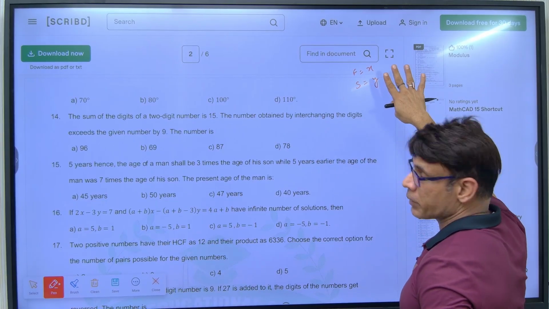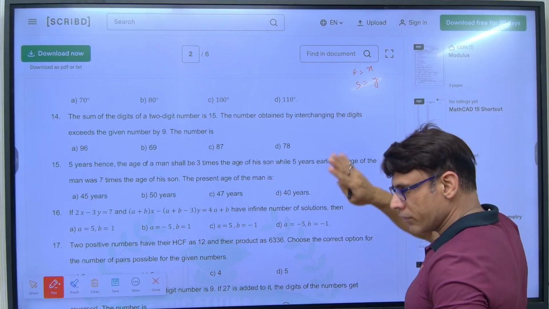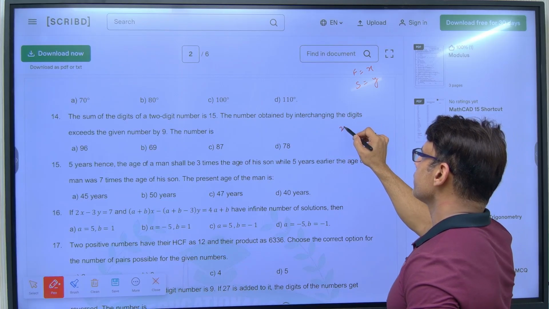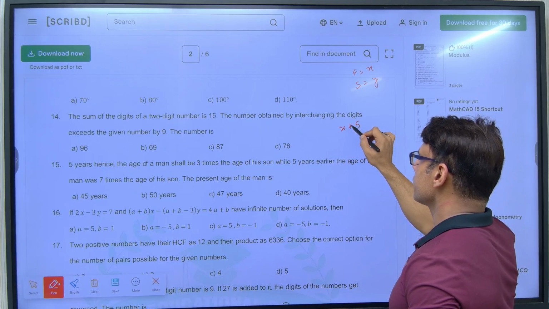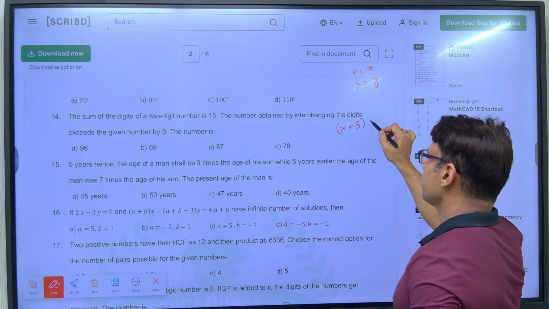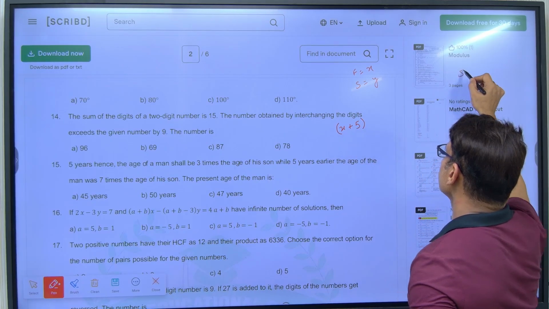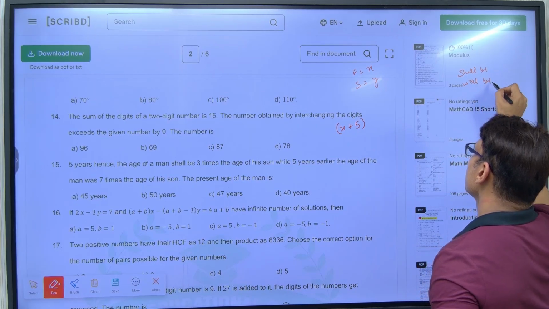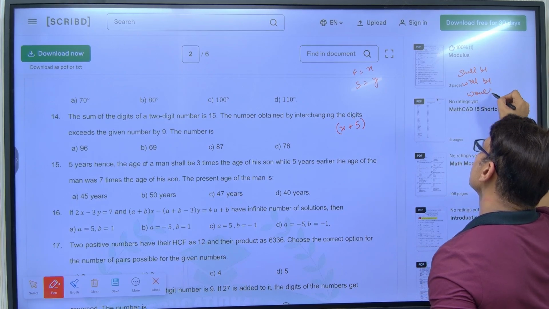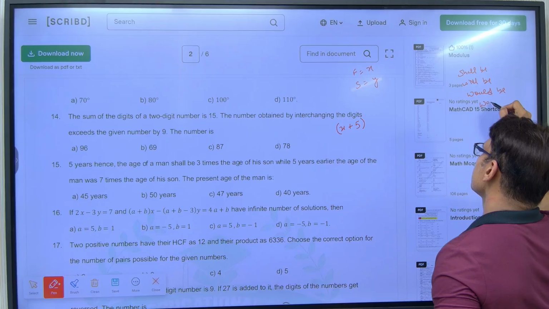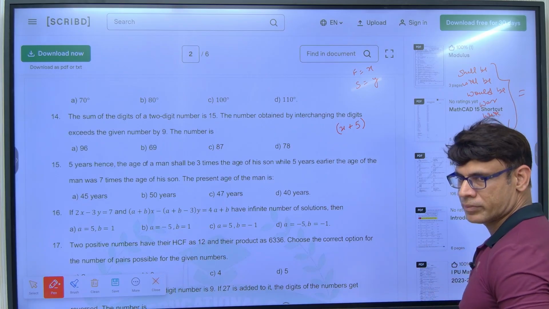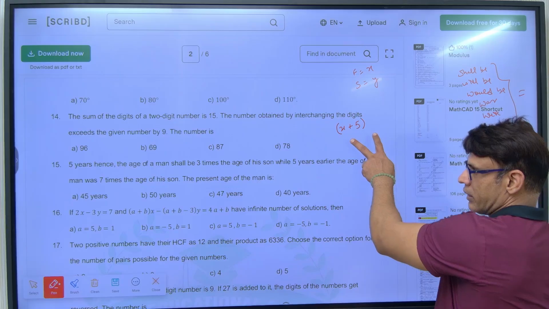So they are saying this is the present age, right? 5 years from now, father's age will be what? X plus 5. And all these words, shall be, will be, would be, was, were, is, everything should be replaced with equal to sign. So age of father is X plus 5.